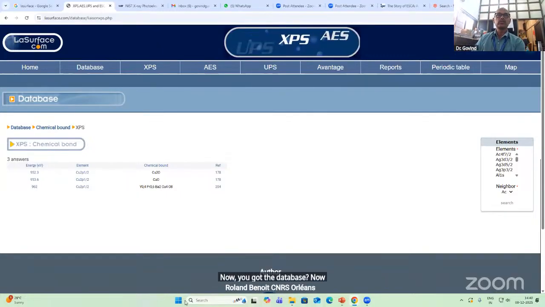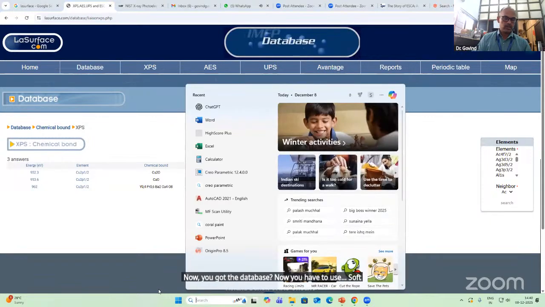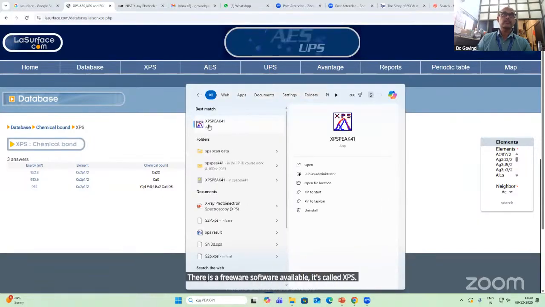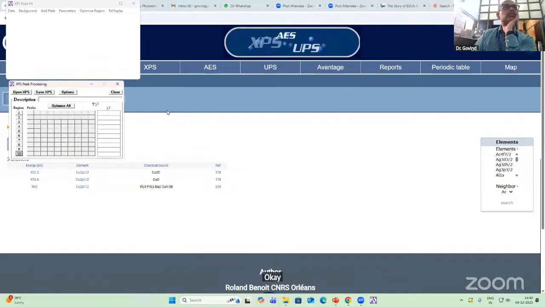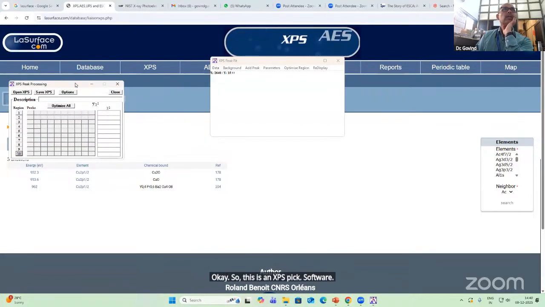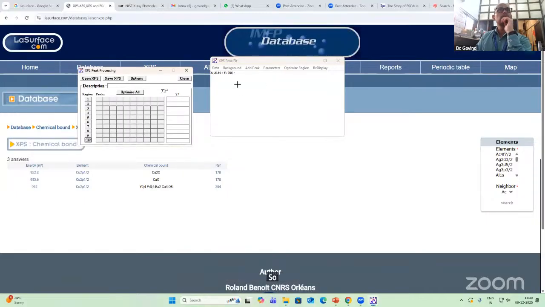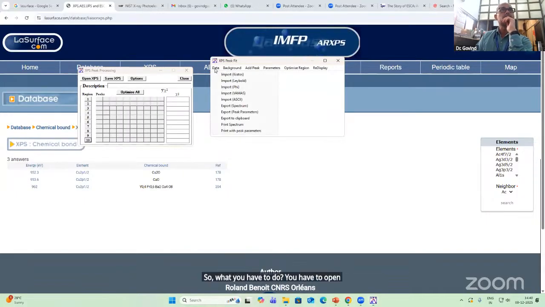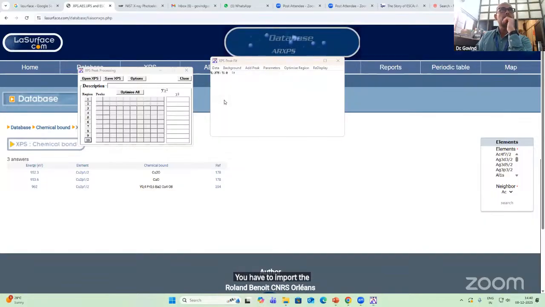Now you have to use software. There is a freeware software available. It's called XPS Peak. So this is the XPS Peak software. What you have to do is open your data. You have to import the data from the ASCII file.